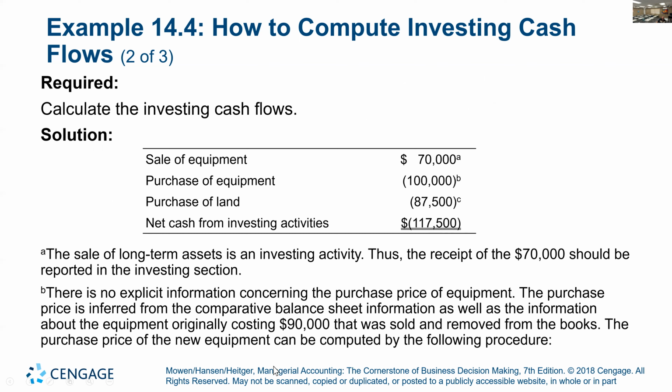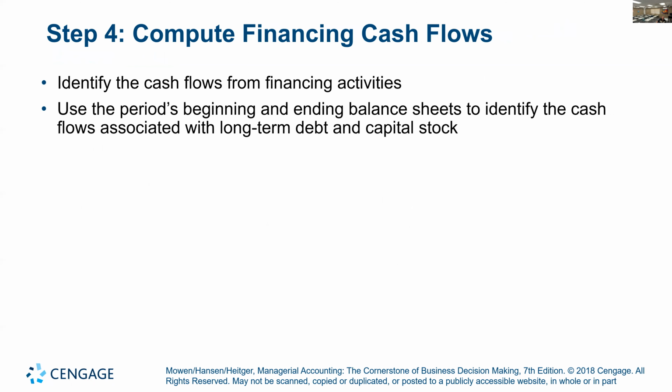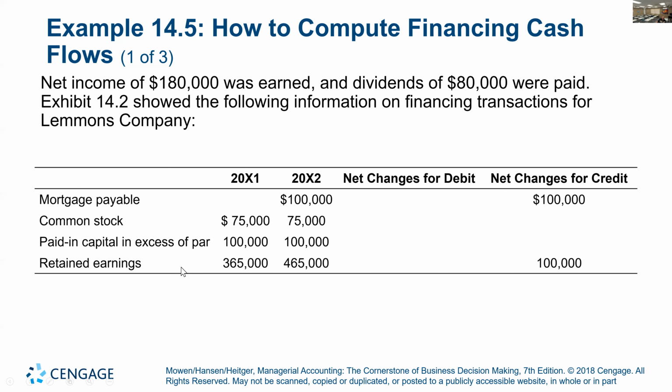Again, hopefully you can get this from reading the slides. If you didn't understand my example here, if it's still not clicking in and making sense, come watch the handout video because we're going to do a question just like this, and we'll write out the calculations for you. Finally, we compute financing. Again, we can just look at this. If we had a mortgage payable here and it went down, we paid out 100,000 in cash. Common stock didn't change.